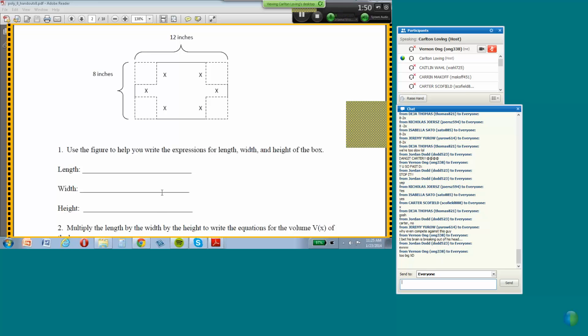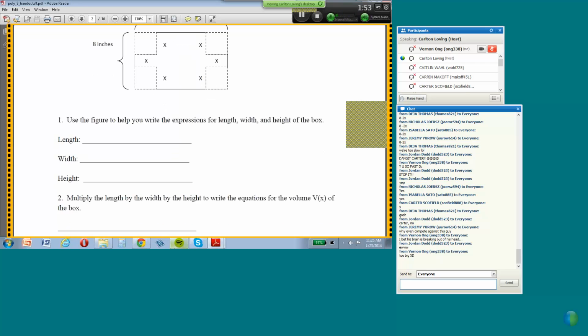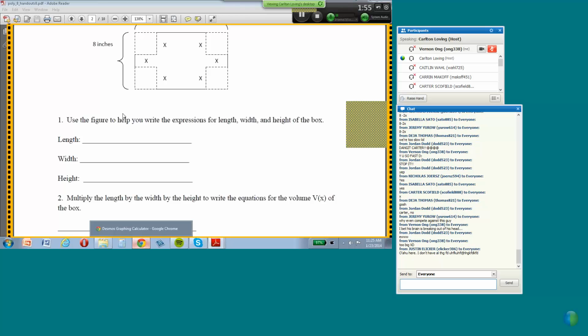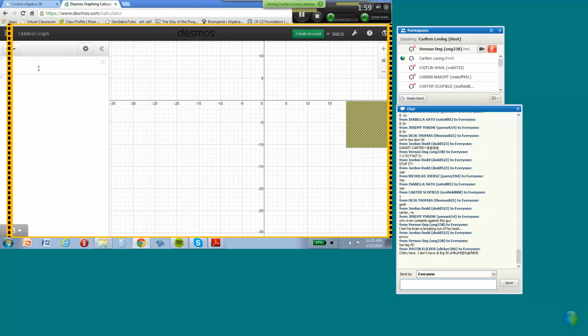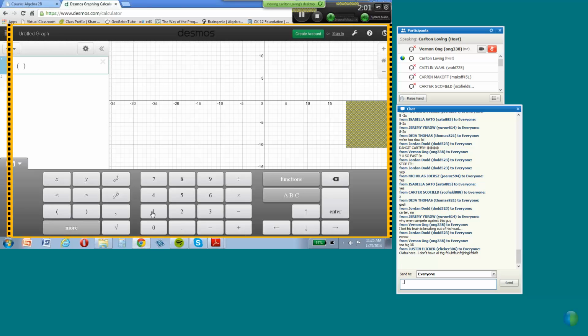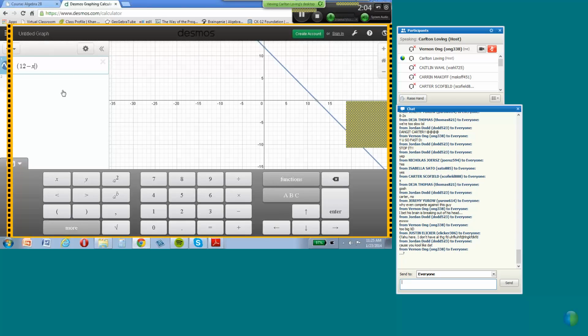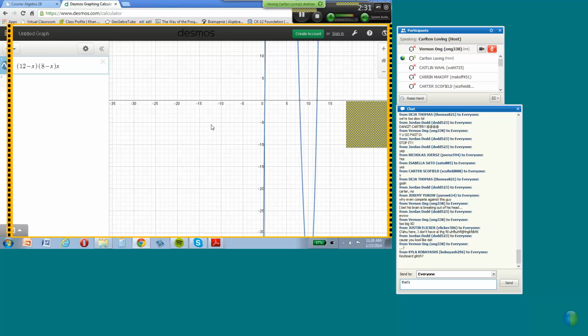So if we were going to look at that on Desmos, which is what I'm going to do, I'm going to take a look at Desmos, and I'm going to write 12 minus x, and then I'm going to write 8 minus x, because that's what we're doing, right? Oops. That's bad. That's the wrong x. Okay, we're multiplying to find volume. And then what is the height? X. Okay, so here we have our graph.